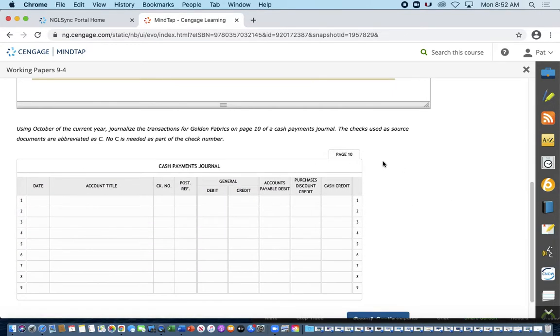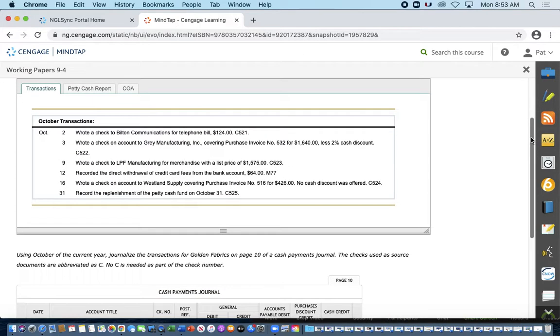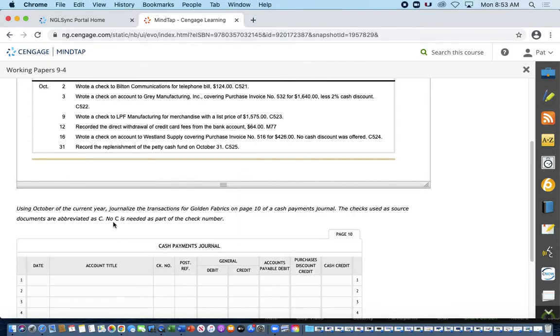All right. So we're on page 10 of the cash payments journal. It's October that we're doing this. And we're using the checks as our source document or memorandum. So October 2nd, wrote a check to Bilton Communications. So we're just going to go through this.